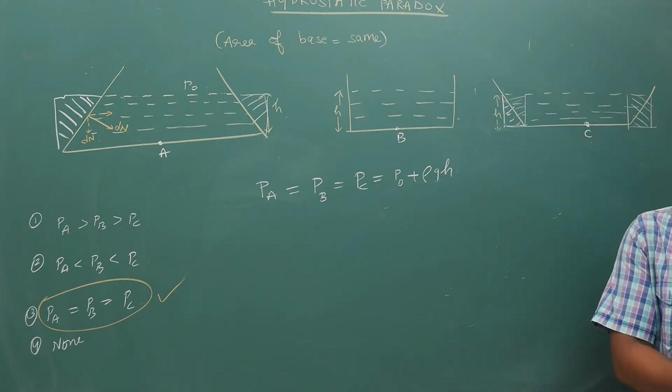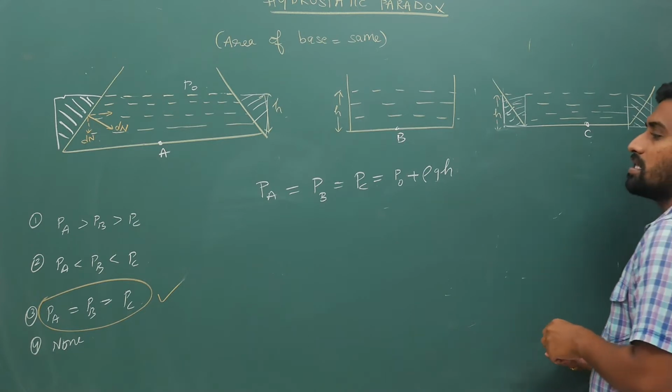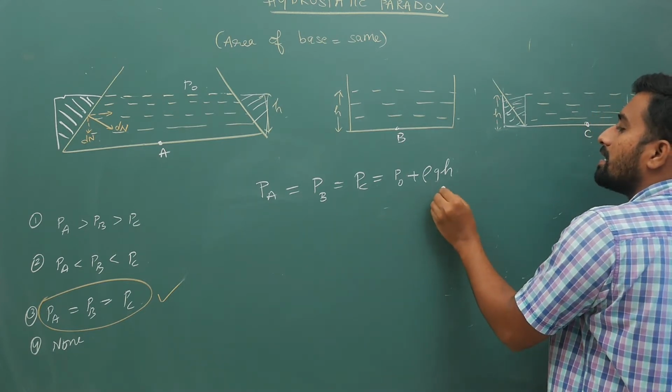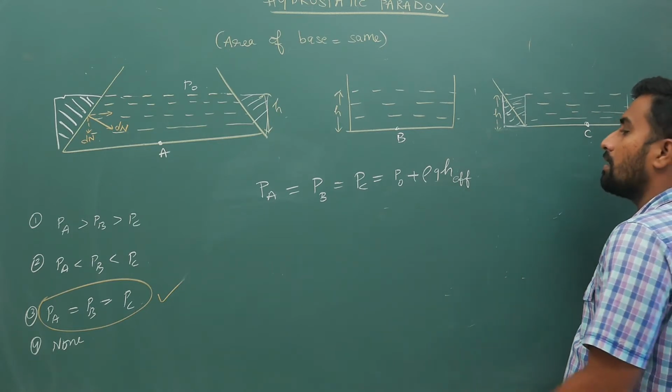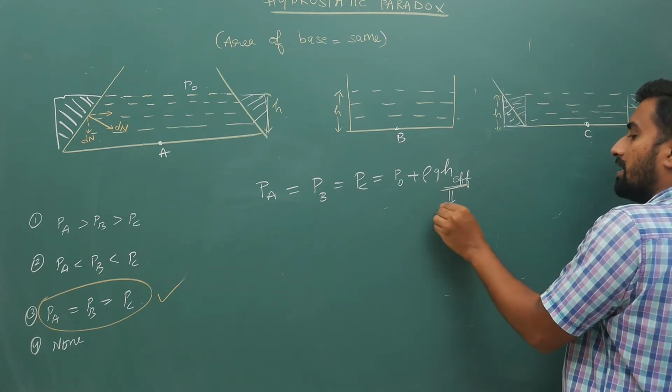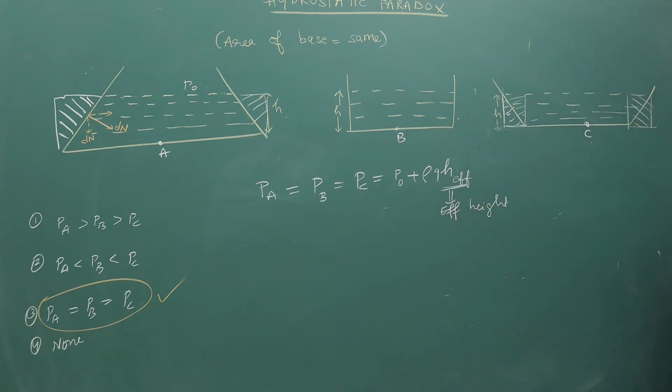Okay, getting my point? Hope there are no doubts. It is P naught plus rho G H. In all the cases, here you have to take H effective. This is your effective height. Keep this point in mind.